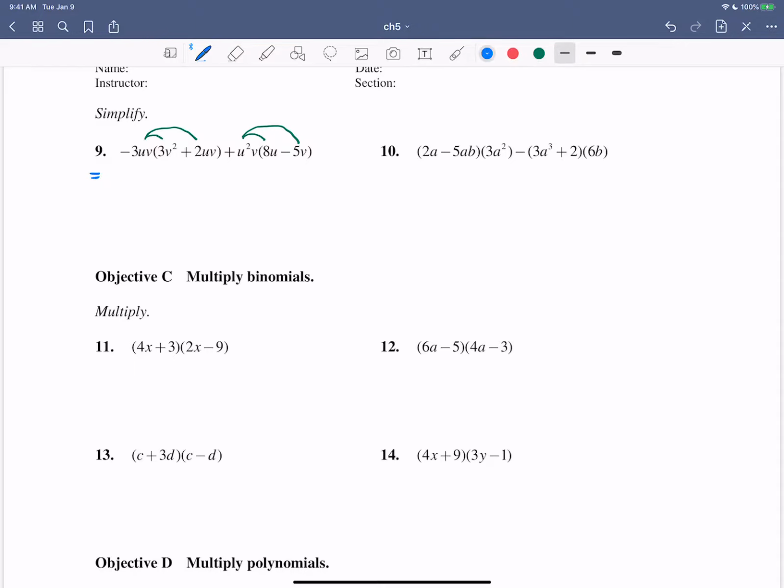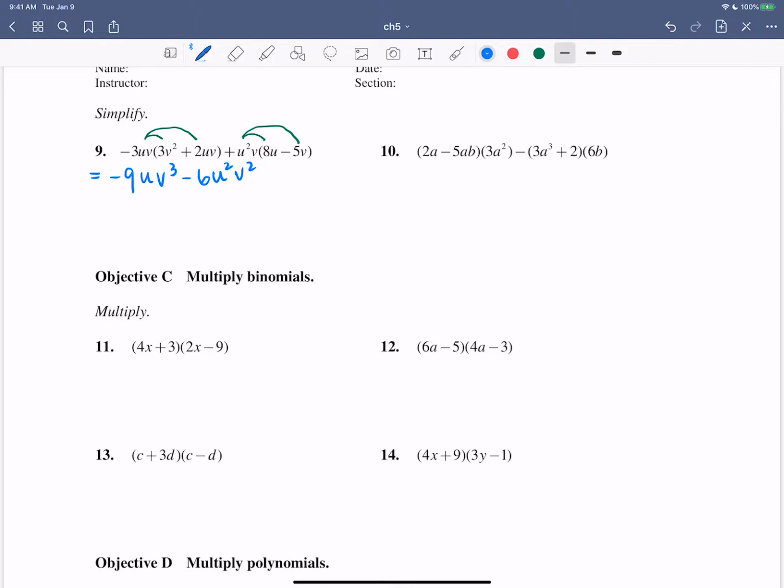First pair, negative 3 times 3, that is negative 9. And then you have uv times v squared. That will give you uv cubed. Next pair, negative 3 times positive 2. That's negative 6. U times u, that's u squared. V times v, that's v squared.